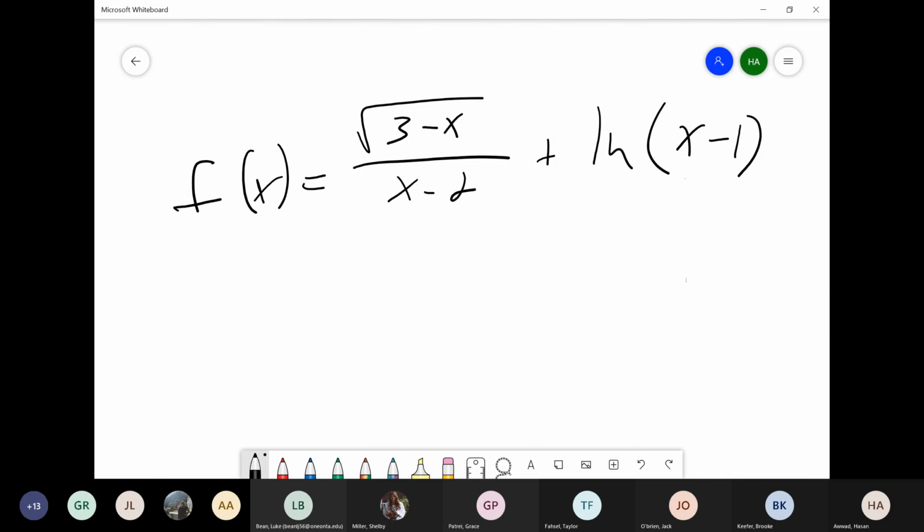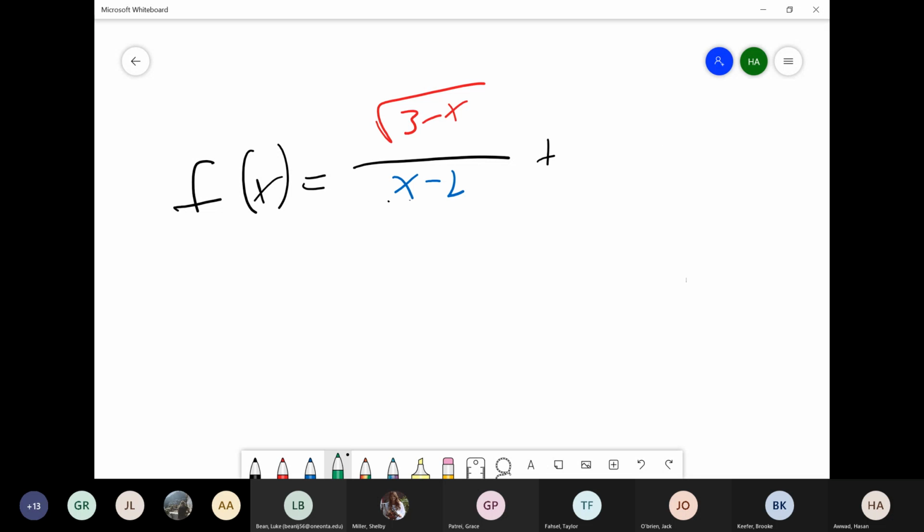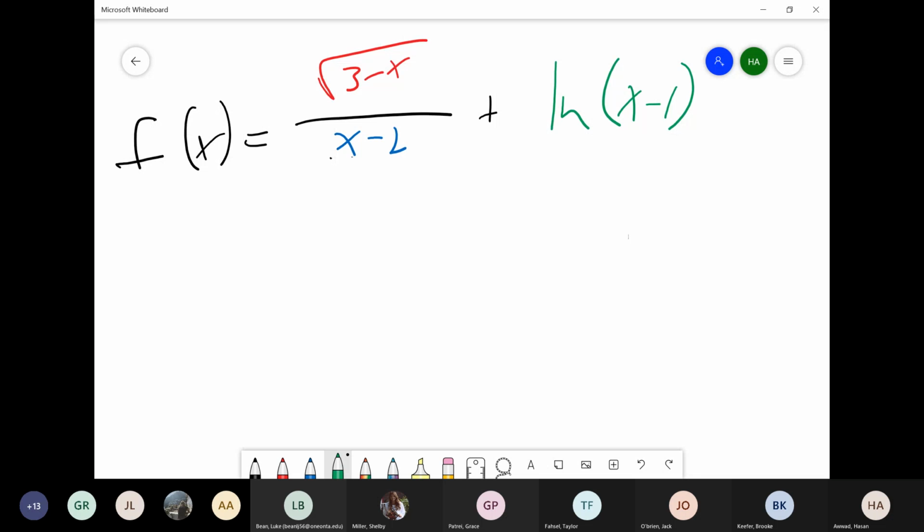Let's first tackle the x minus 2. So I'm just going to rewrite everything, but I'm going to color code things so that way we can keep track of what's going on. So we have the square root of 3 minus x in red. Then we're going to have this x minus 2 in blue. And finally, the logarithm piece, I'm going to put in green. And so this will help you keep track of what we're doing. So we're going to tackle the blue piece first, the x minus 2.